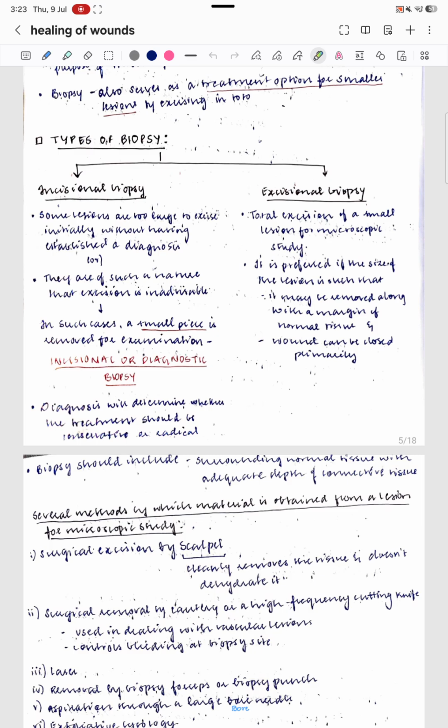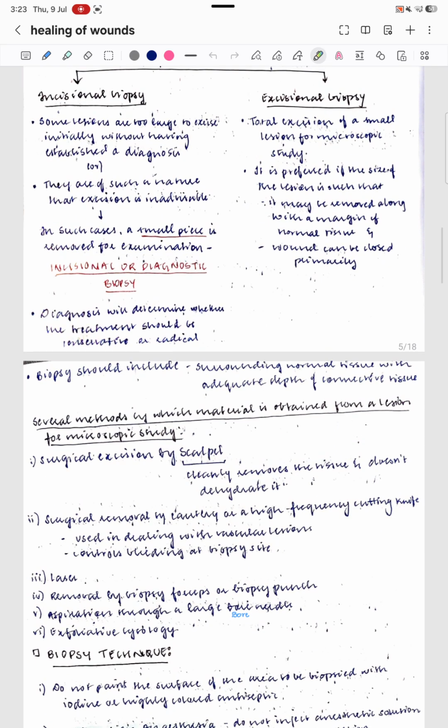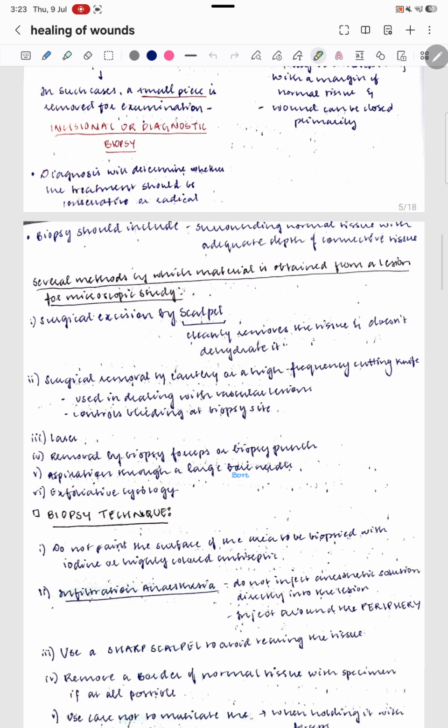Sometimes excisional biopsy is done for a smaller lesion to diagnose it further, and it is preferred if the lesion can be removed along with the margin of normal tissue and the wound can be closed primarily. So excisional is done for a smaller lesion, and incisional can be done for a larger lesion. Now, a biopsy should include the surrounding normal tissue with adequate depth of connective tissue.